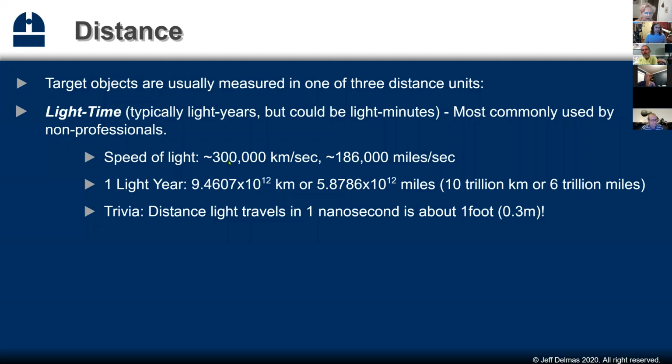And if you divide 300 million meters by a billion, you get 0.3, which is about 1 foot. So there's a little trivia that you can keep around and use at your next dinner party.